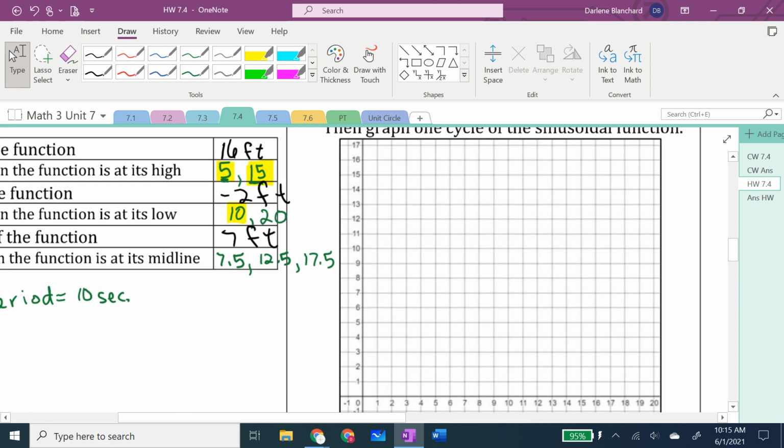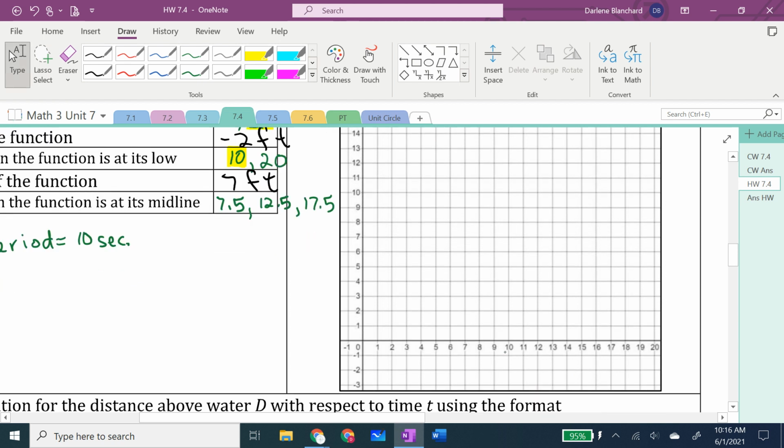Now let's plot these points. We have the point (5, 16). Then we have (15, 16). And that will allow me to see one full cycle. At time 10, I am at -2. At time 20, I'm at -2.